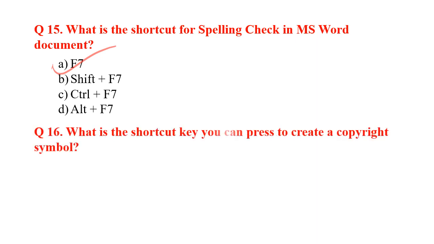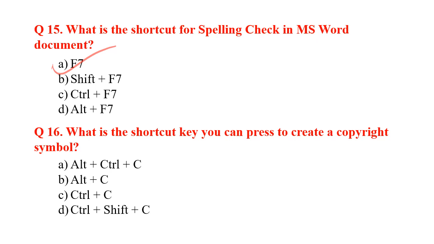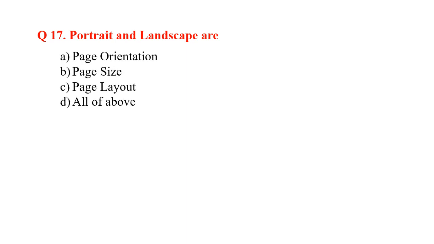Now go to the next question. What is the shortcut key you can press to create a copyright symbol? We can create a copyright symbol by pressing Alt plus Ctrl plus C. Now next question. Portrait and landscape are, as you know, the page orientations.